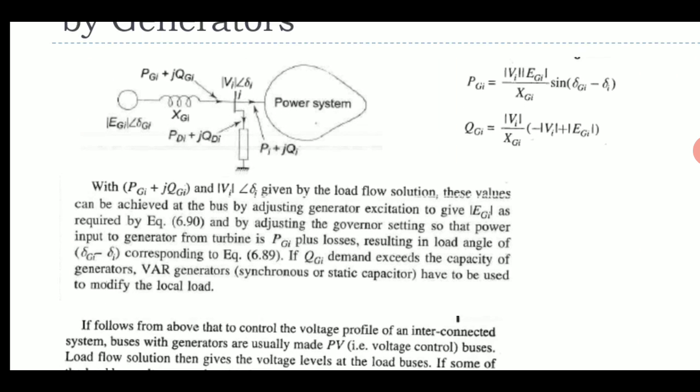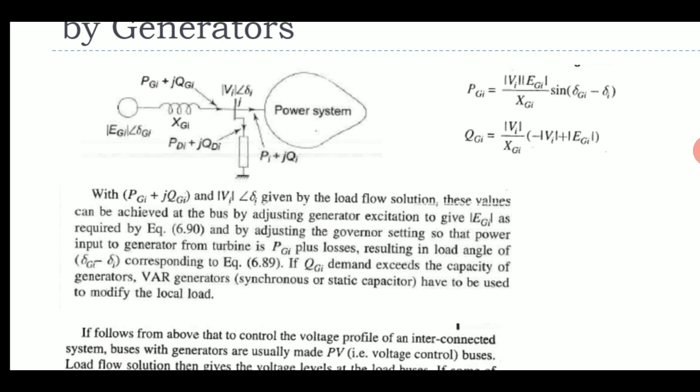So let us look at the text. With PGi plus jQGi and modulus of Vi angle delta i given by the load flow solution, these values can be achieved at the bus by adjusting the generator excitation EGi as required, and by adjusting the governor setting so that the power input to the generator from the turbine is PGi plus the losses, resulting in the load angle delta Gi minus delta i corresponding to the equations we have given. If QGi demand exceeds the capacity of the generator, a VAR generator, that is a synchronous or static capacitor, has to be used to modify the local load.